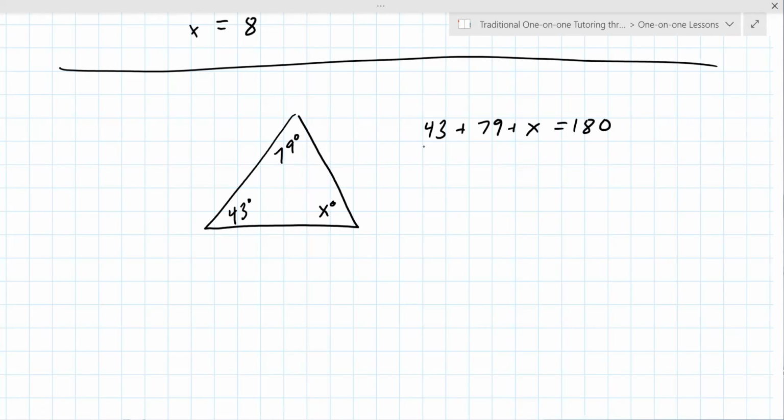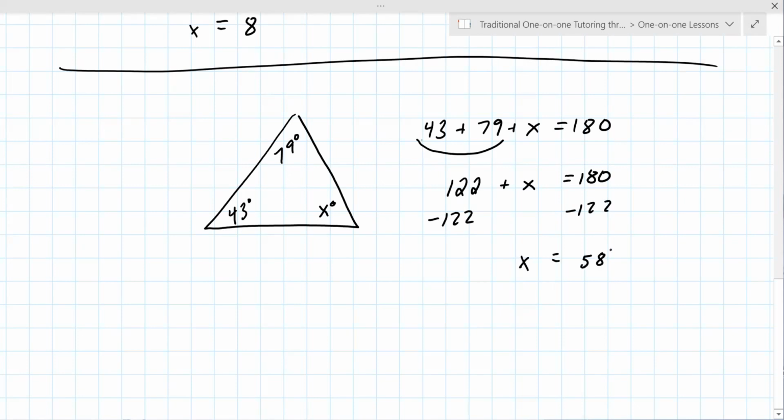All right, Sourish. So you're going to combine these two numbers first, 43 and 79. That's 122 plus x equals 180. And you subtract 122 from both sides. So x equals 58 degrees. Do you see that? Yeah.